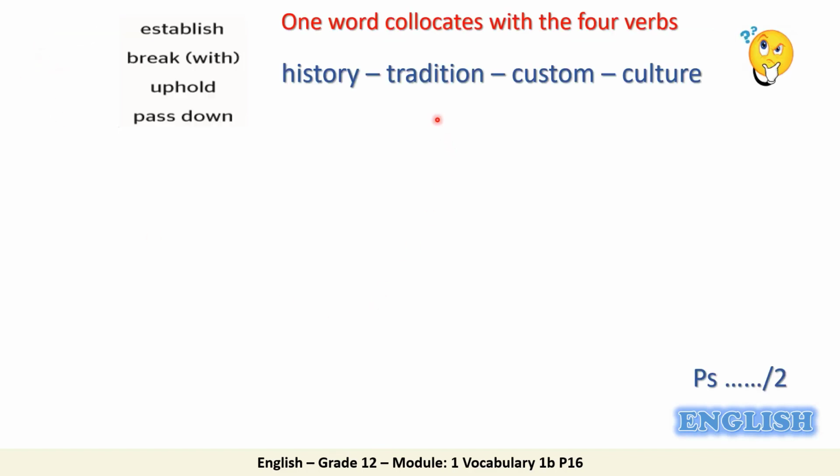Your task here is to identify one word, one of these 4 words that collocates with the 4 verbs here. Please take your time. Choose the correct word that collocates with the 4 verbs. You got it? It's tradition, right? So you can say to establish tradition, to break with tradition, to uphold tradition, and to pass down tradition.